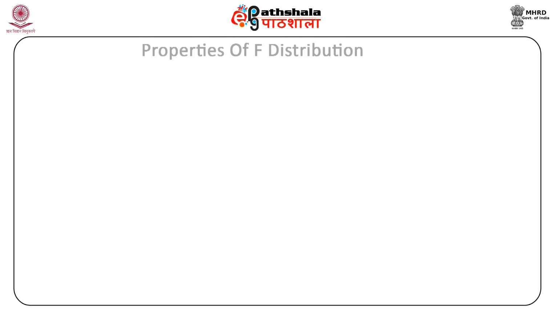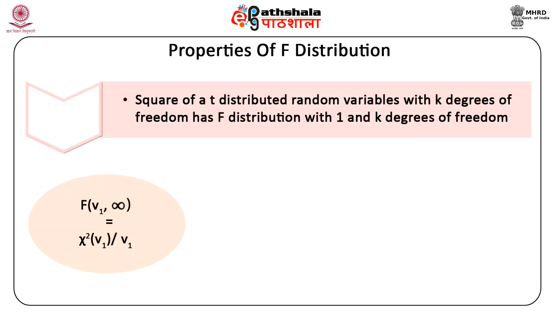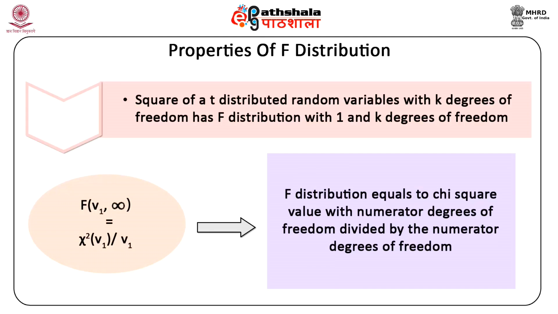Third, it can be shown that the square of a t distributed random variable with k degrees of freedom has an F distribution with 1 and k degrees of freedom. And lastly, it can also be shown that F of nu1, infinity is equal to chi-square nu1 upon nu1, which implies that for a large denominator degrees of freedom of the F distribution, the chi-square value with numerator degrees of freedom divided by the numerator degrees of freedom are approximately equal.